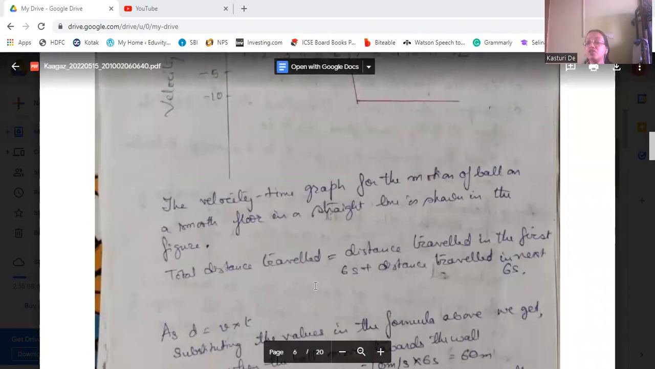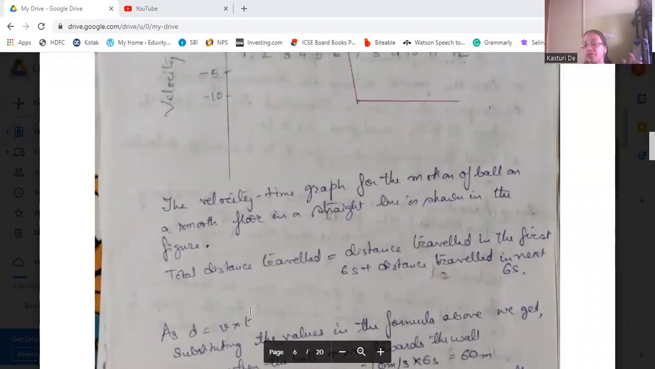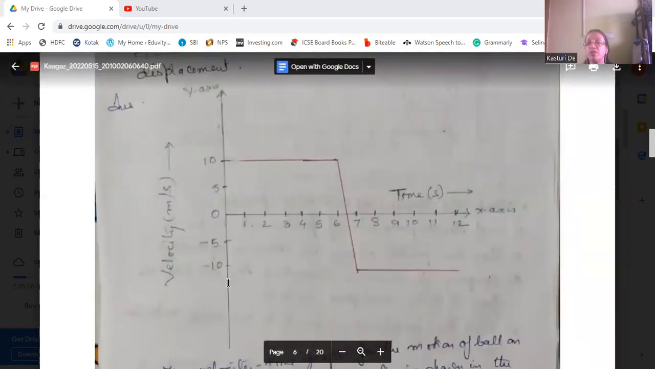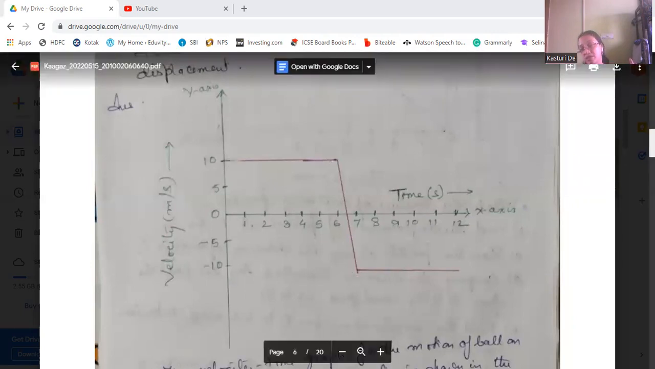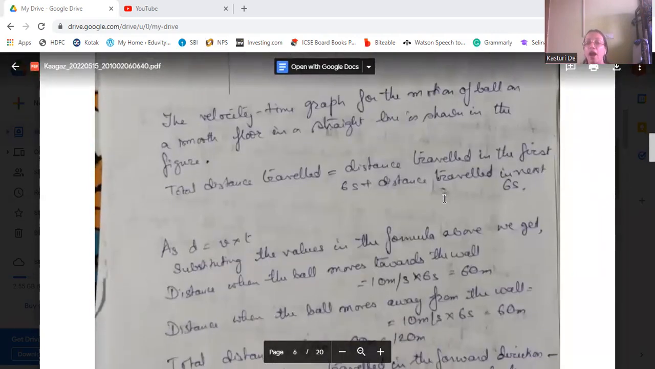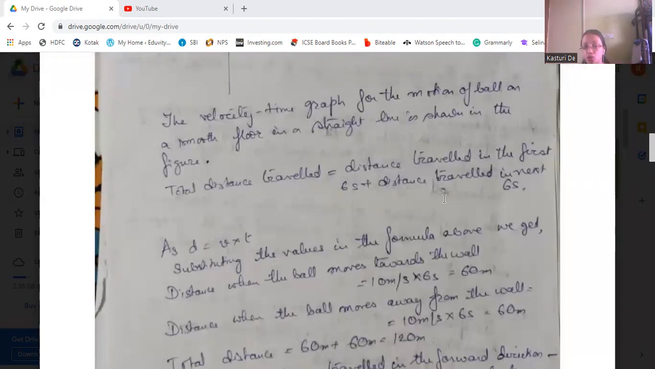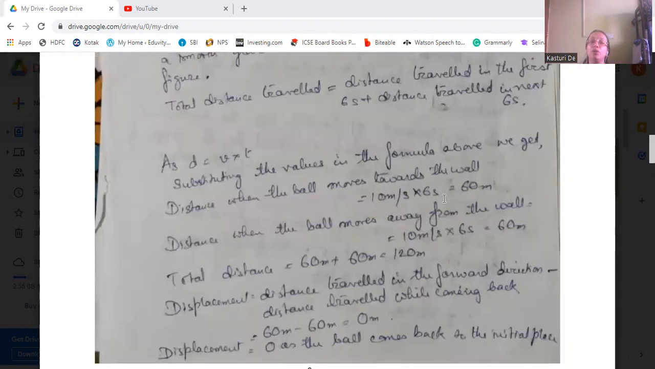So the total distance traveled will be the distance traveled in the first 6 seconds plus the distance traveled in the next 6 seconds. Okay, so the first 6 seconds will be a straight line, then the next 6 seconds. Add this, then you will get the total distance traveled. Now, d is equal to v into t. We know that, substituting the value in the formula, we get distance when the ball moves towards the wall: 10 into 6, that's 60 meters.